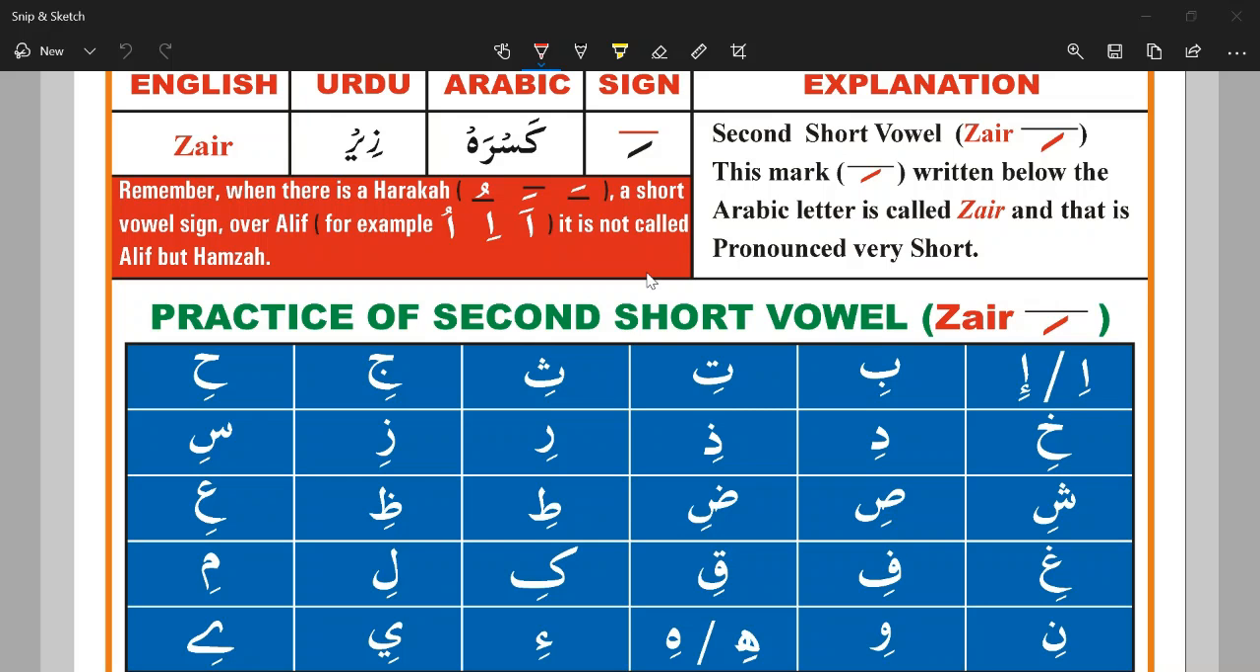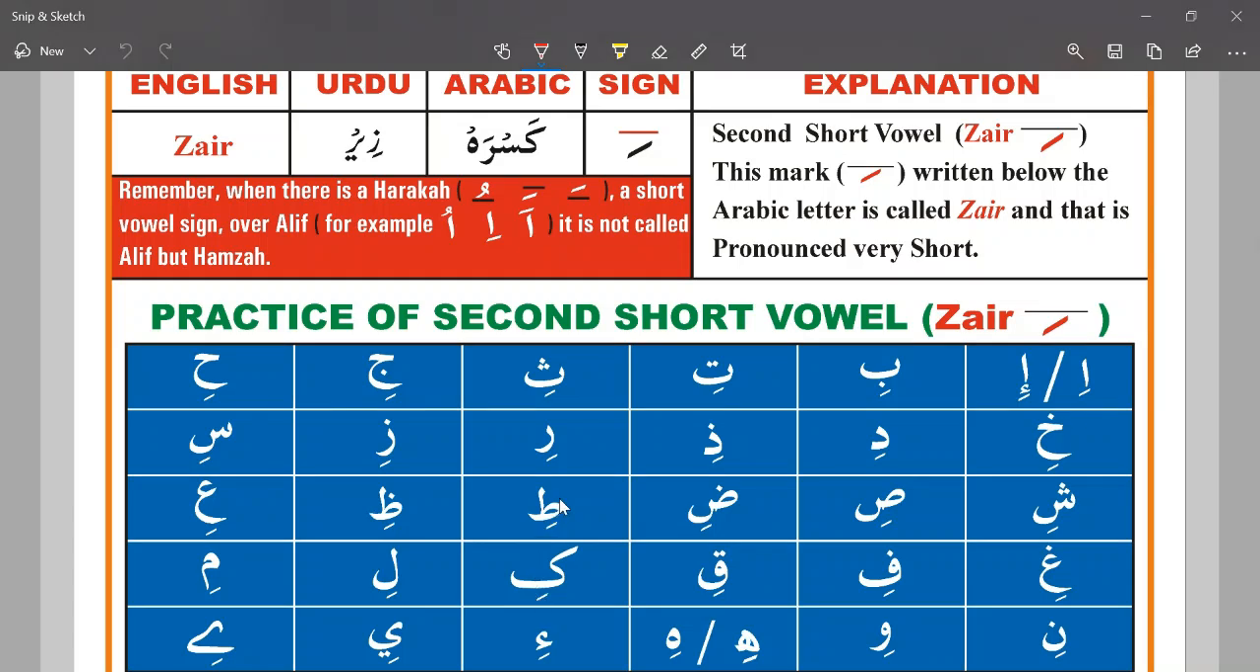It is not a lengthy sound, just about 1.5 seconds, equal to when we read the letter with this short vowel. So we pronounce it for 1.5 seconds. So Ba Zair bi. If I pronounce the letter Ta with the Zair, Ta is the sound of the letter and e is the sound of the Zair. So Ta Zair ti. And then the next letter is Tha, Zair, thi, Jim, Zair, ji.